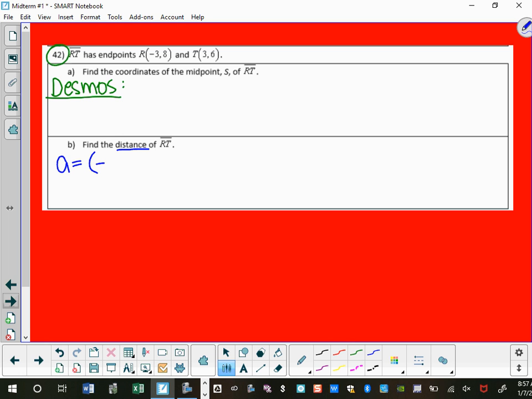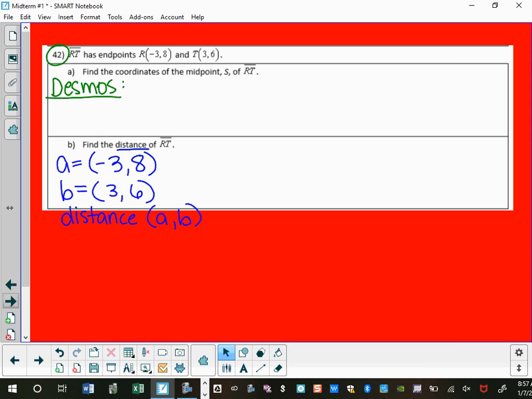Negative 3/8. All right, and what's B? 3/6. And what are we trying to find? Going with the distance. We're trying to find the distance of A and B. So let's go to Desmos.